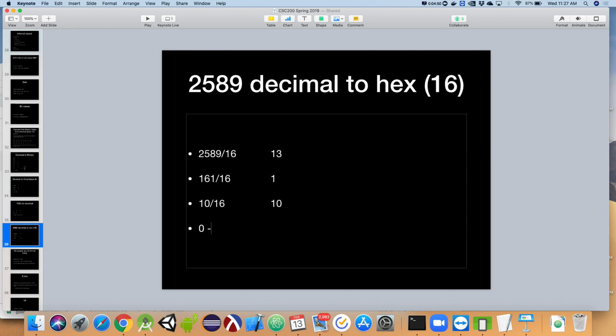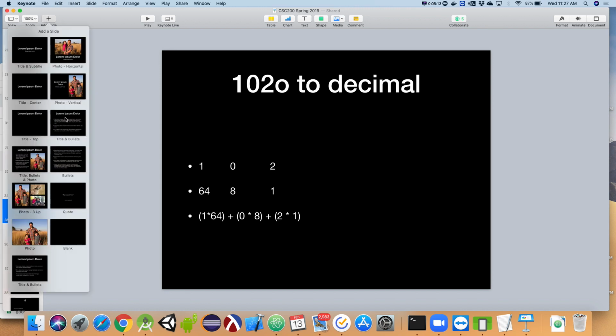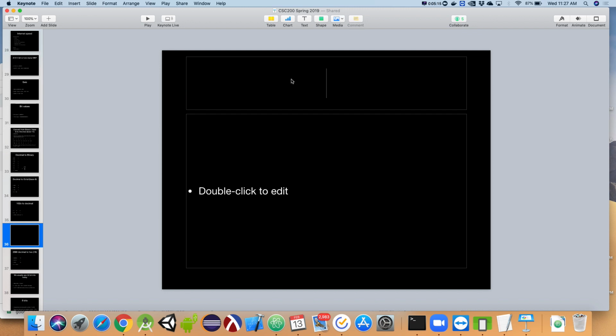Now, based on what we know so far, we read our answer from bottom up. So this is 10, 1, 13. Okay, well, that's weird right off the bat. When we read it from bottom up, each of these has to represent a single character in hex. Let me go back and create an extra slide here. We're going to say language of bases.